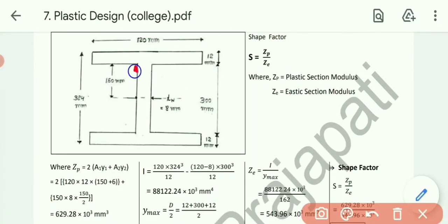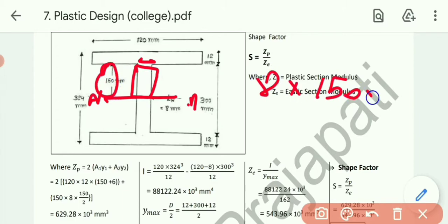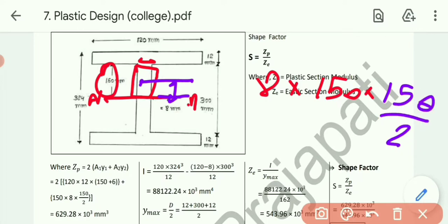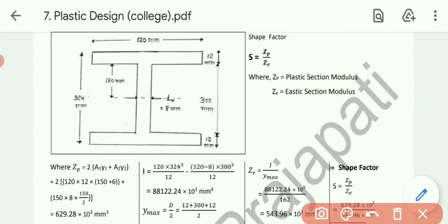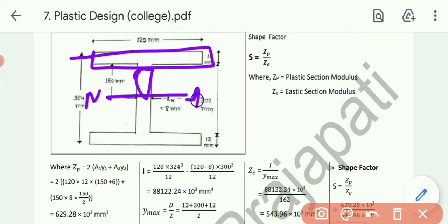Now talking about the second portion, that is the web, with respect to the neutral axis. First of all, its area: thickness is 8 mm, so 8 into 150. Its CG will be at the center with respect to the neutral axis, so overall left is 150, so CG will be 150 by 2. We can see over here 150 into 8 into 150 by 2. So what we have done, we have calculated A1 and Y1 of both the sections, first this flange, and second this web, both with respect to the neutral axis.